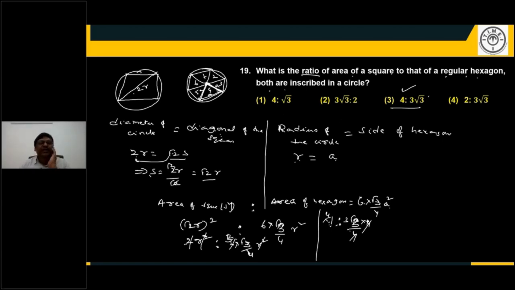The key points are these. Whenever a square is in the circle, the diameter of the circle will be equal to the diagonal of the square. Whenever a hexagon is in the circle, the radius of the circle will be equal to the side of the hexagon. Once you know these two, the rest is all calculation. Note down.